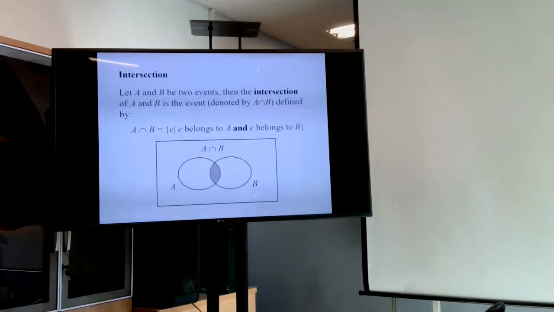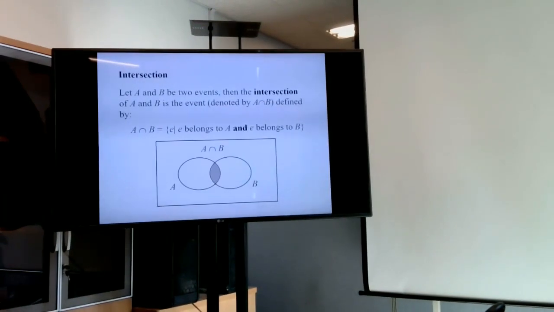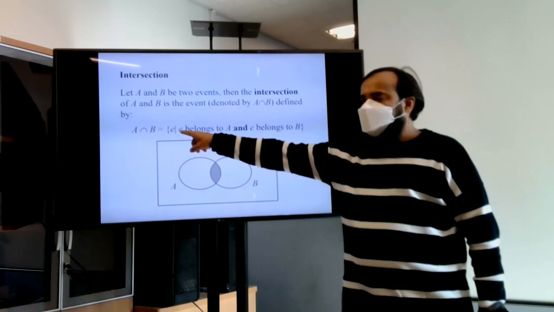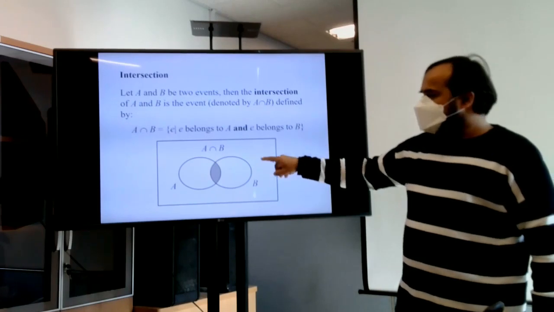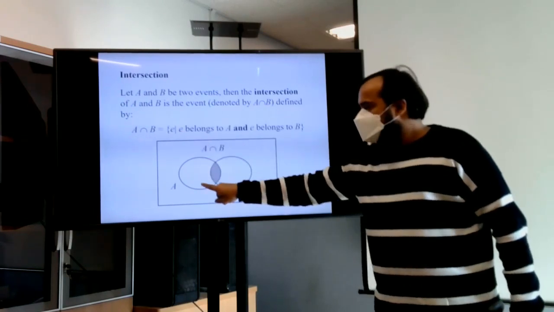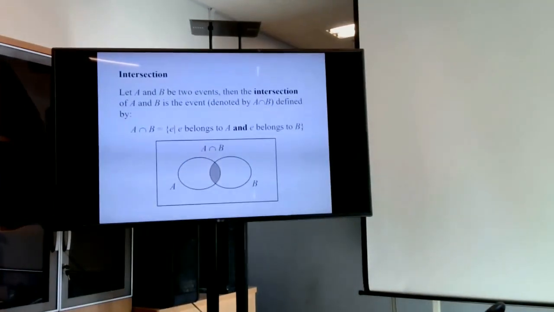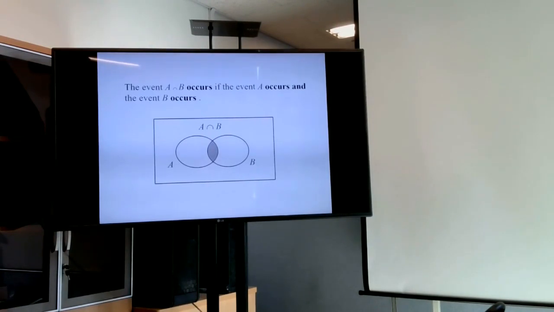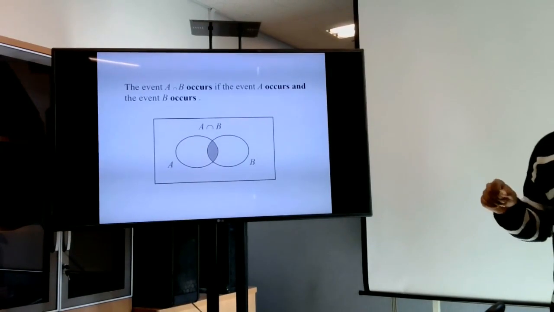And for the intersection, let A and B be two events, then the intersection of A and B is the event denoted by A and B, defined as E, any random variable, such that E belongs to A and E belongs to B. It means the common part, that E lies in A as well as in B. So the event A intersection B occurs if event A occurs and event B occurs, both. The random variable occurs in both sides.